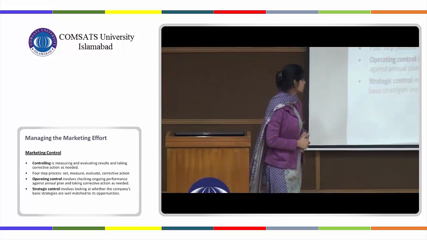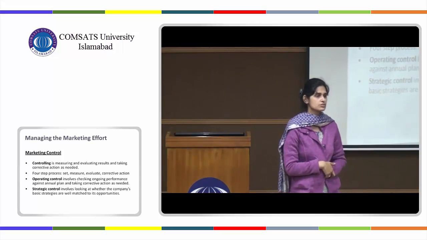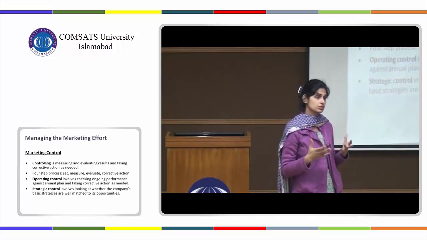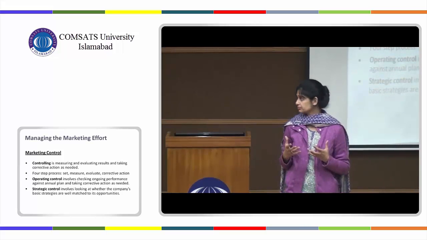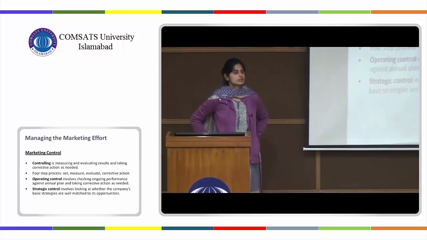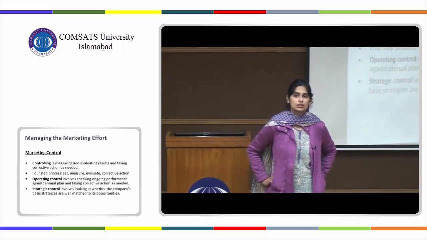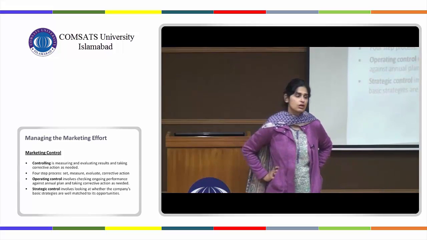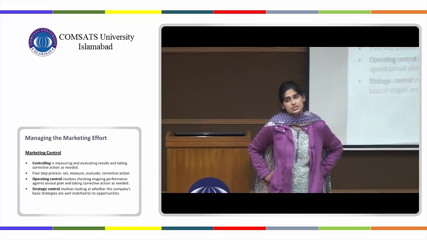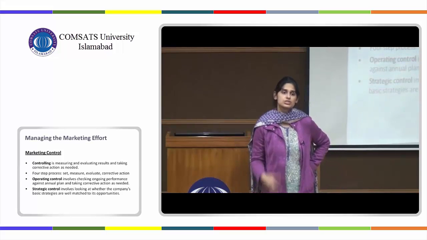Now talking about control, there's operating control and then there is strategic control. Operating control talks about your annual plan or operational plan. Operational plans are the plans that are designed for a year or so, right? In operating control, you compare your current performance with your annual plans, and you see where things are going wrong. If things are not going wrong, you continue with whatever pace that you're working in. If there is, you take the corrective action.